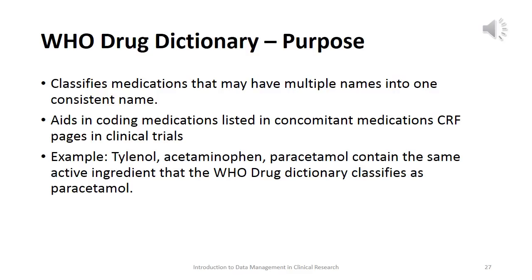The drug dictionary's purpose is to classify medications that may have multiple names into one consistent name. As you can imagine, this is going to aid in the coding of medications that are listed on concomitant medication pages in case report forms in clinical trials. An example of this might be, we see the term Tylenol, we see the term acetaminophen, we see paracetamol. They contain the same active ingredient. So the World Health Organization Drug Dictionary classifies these as paracetamol, so that we are using the same name for each of these medications throughout the course of our trial.